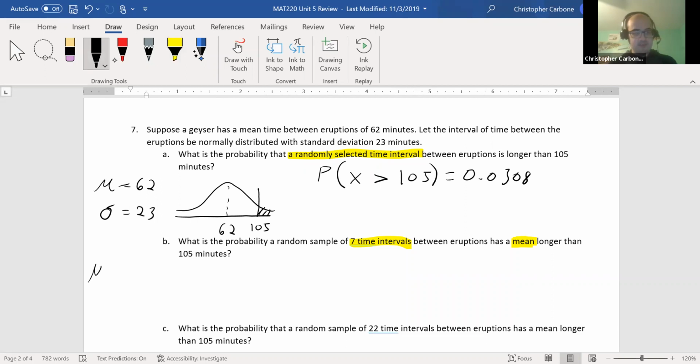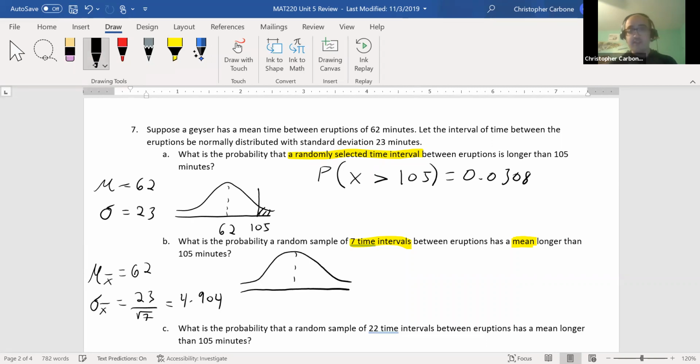So the mean for this sampling distribution of the sample mean will still be 62. The standard deviation of the sampling distribution of the sample mean will be 23 divided by the square root of 7. That's about 4.904. So this probability, just to point out, the one in the test is not going to be this small. But here's 62, and 105 will be, oh boy, pretty far down this area.